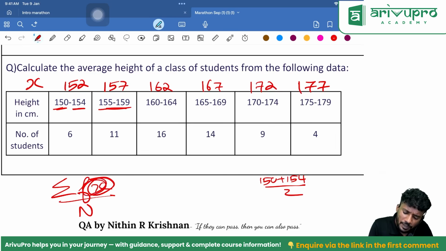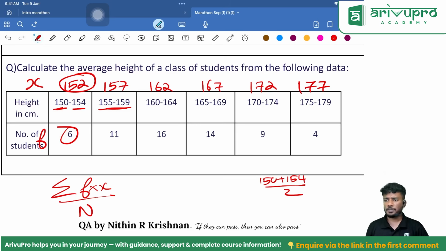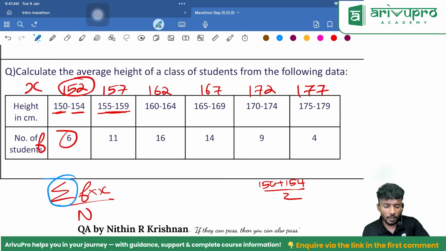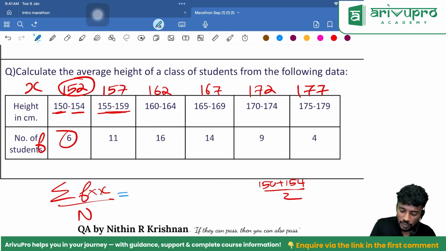Now the next step. What do you mean by this f into x? F into x means we need to multiply the x and f values, that means the frequency values. But what is the meaning of this sigma or summation? Summation means we are taking the products and adding each and every one. That is the meaning of sigma or summation. That means fx means what? First one, 152 into how much?